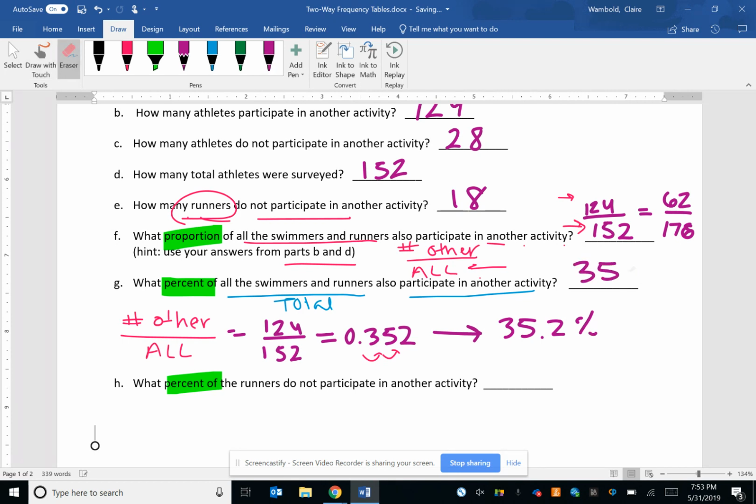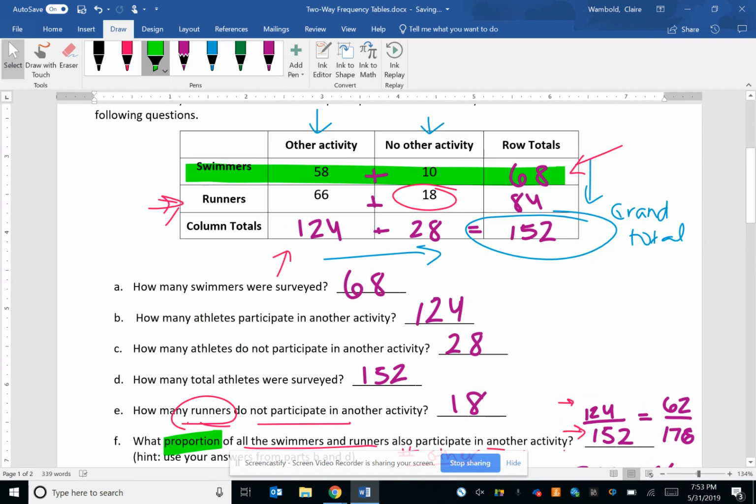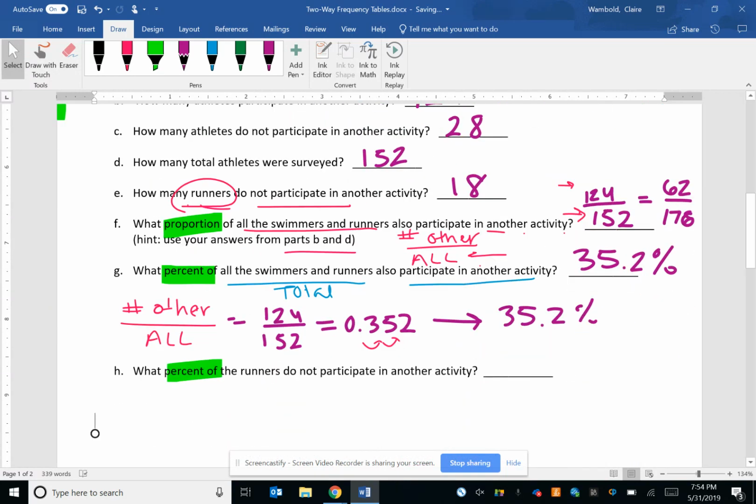Whoops, if I said 0.2, I should probably include it, 0.2%. So what this is saying of all the swimmers and runners, so of the 152 people who were surveyed, 32% of them participate in another activity. And you know what? Now that I'm looking at that number, I'm not sure that that's quite right. 35.2%. Let me double check that. You're probably looking at your calculator, hopefully, saying, what is she talking about? That's totally wrong. Oops. Looks like I divided by the wrong number.